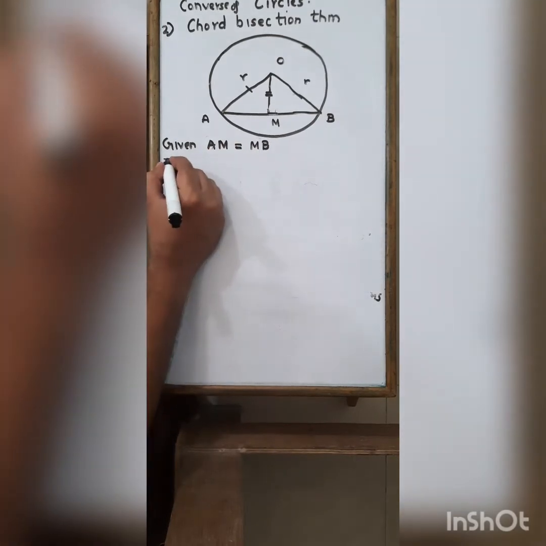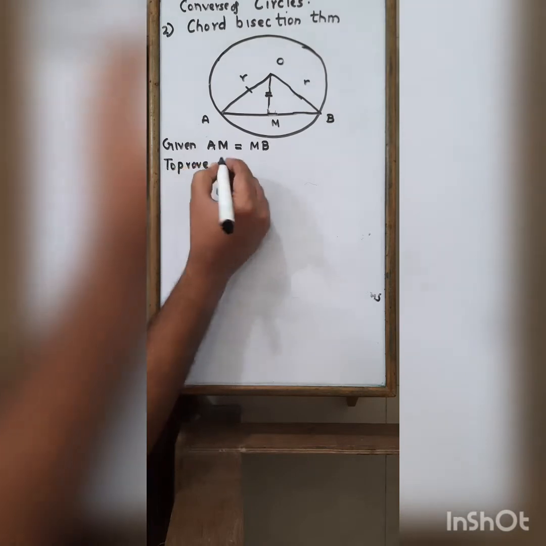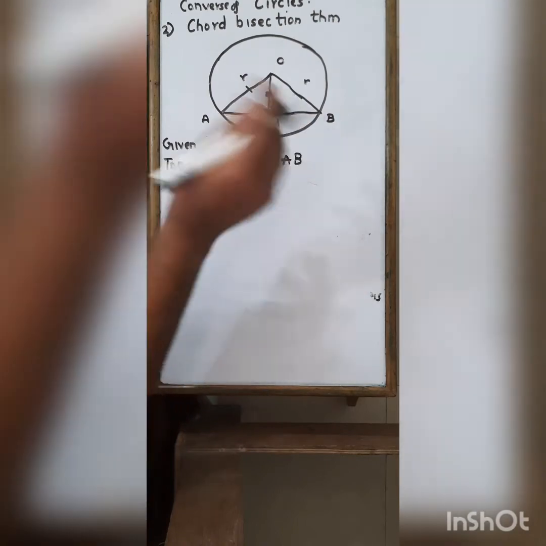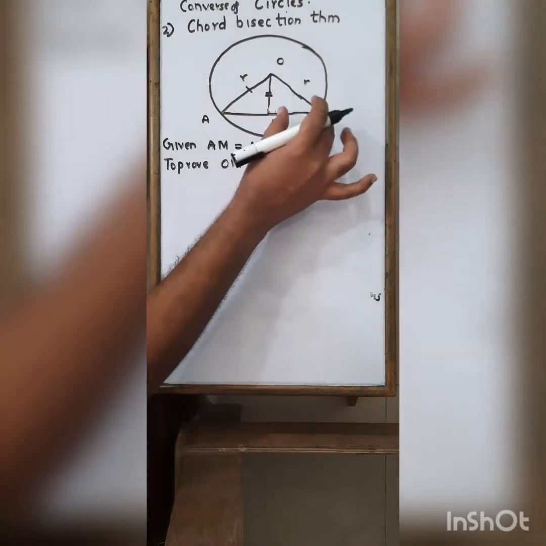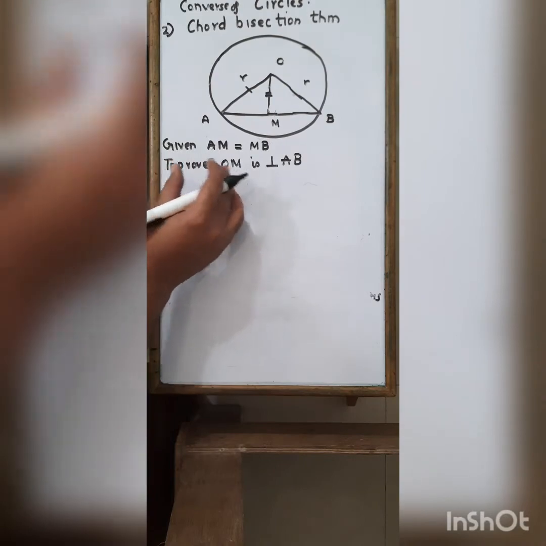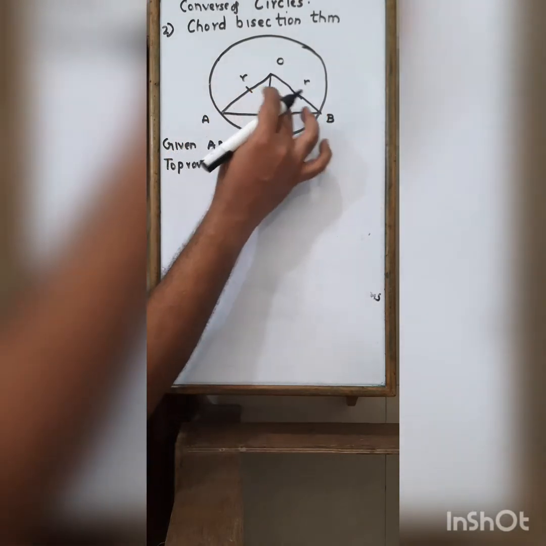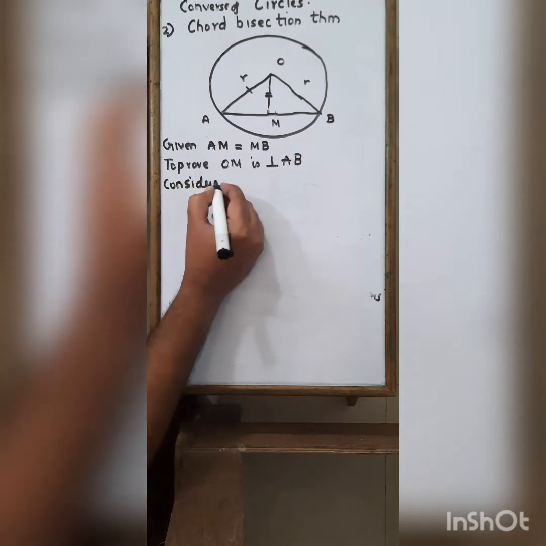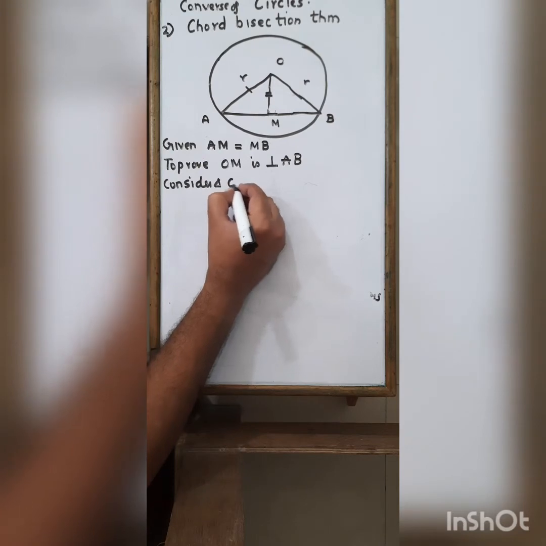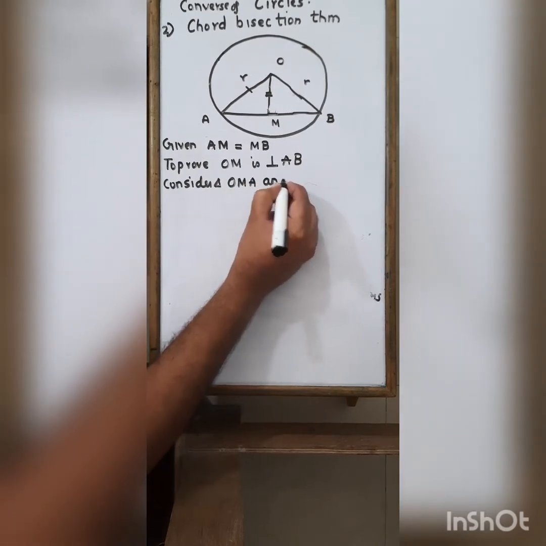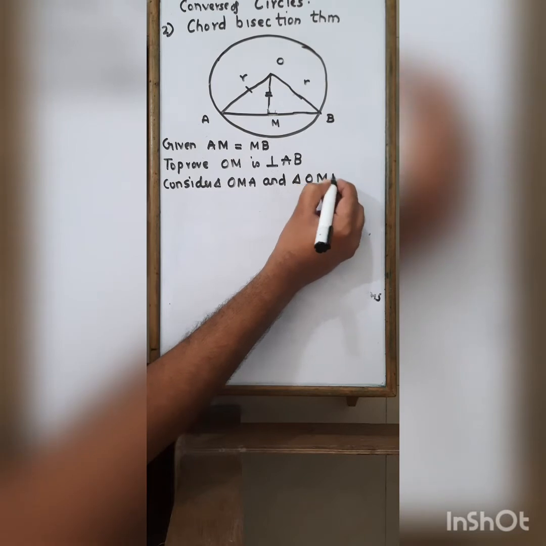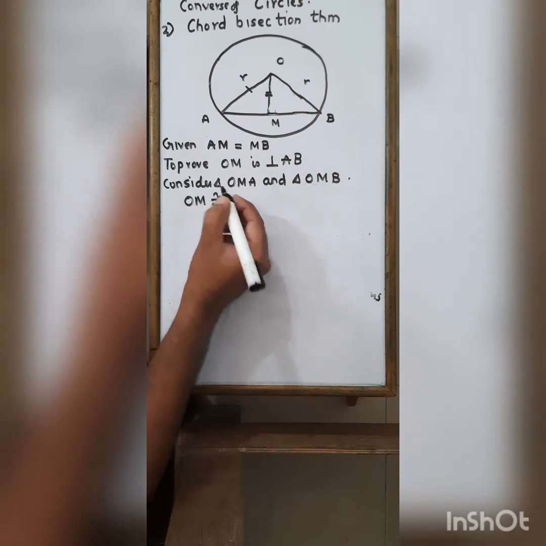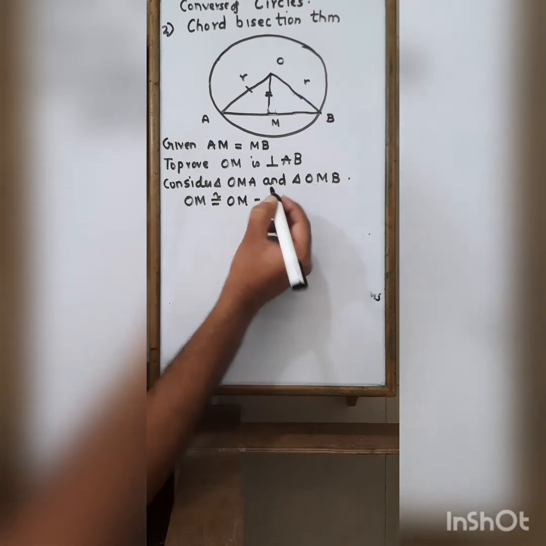You have to prove OM is perpendicular to AB. In the previous theorem it was given perpendicular, you have to prove AM is equal to MB. In this theorem it is given AM is equal to MB, you have to prove it is perpendicular. So consider triangle OMA and triangle OMB. Can I say OM is congruent to OM? Yes, it is common.